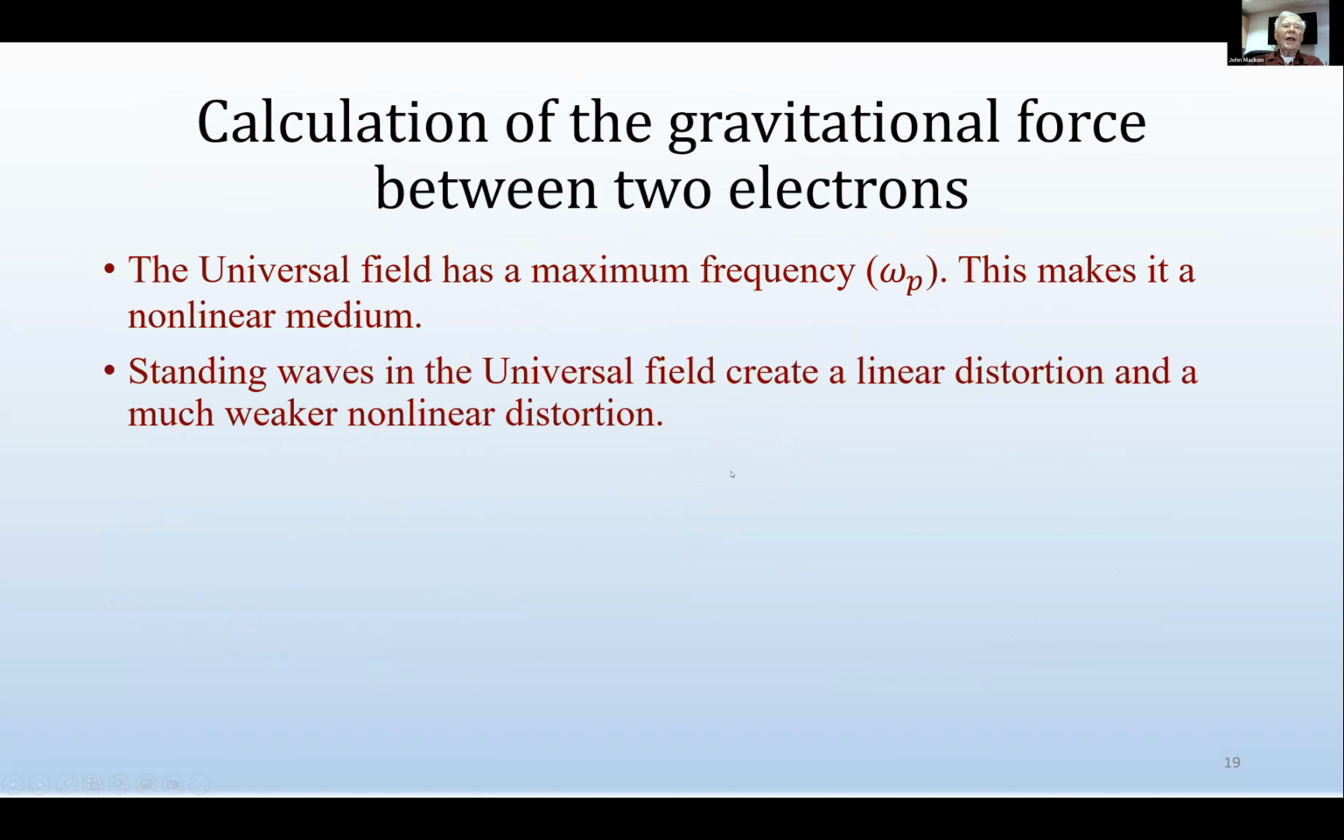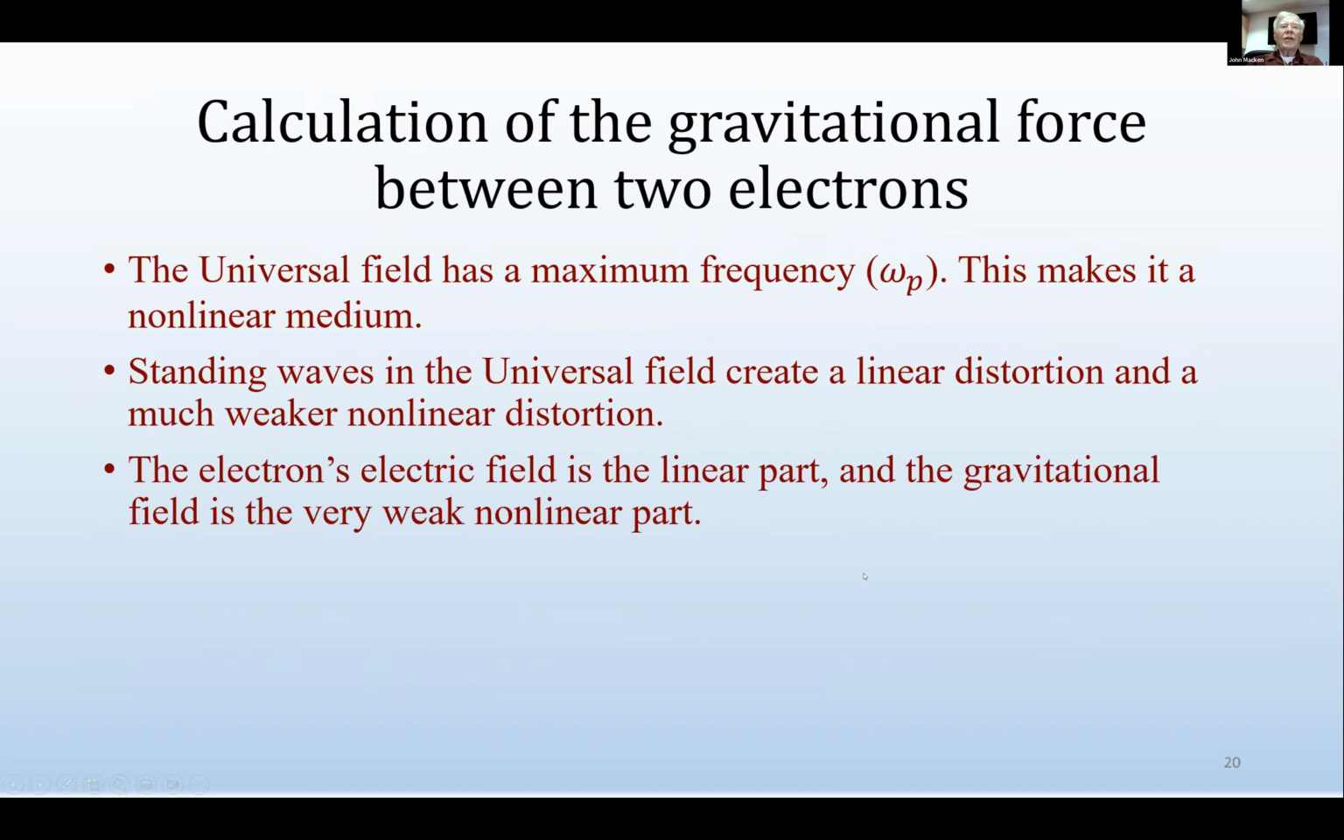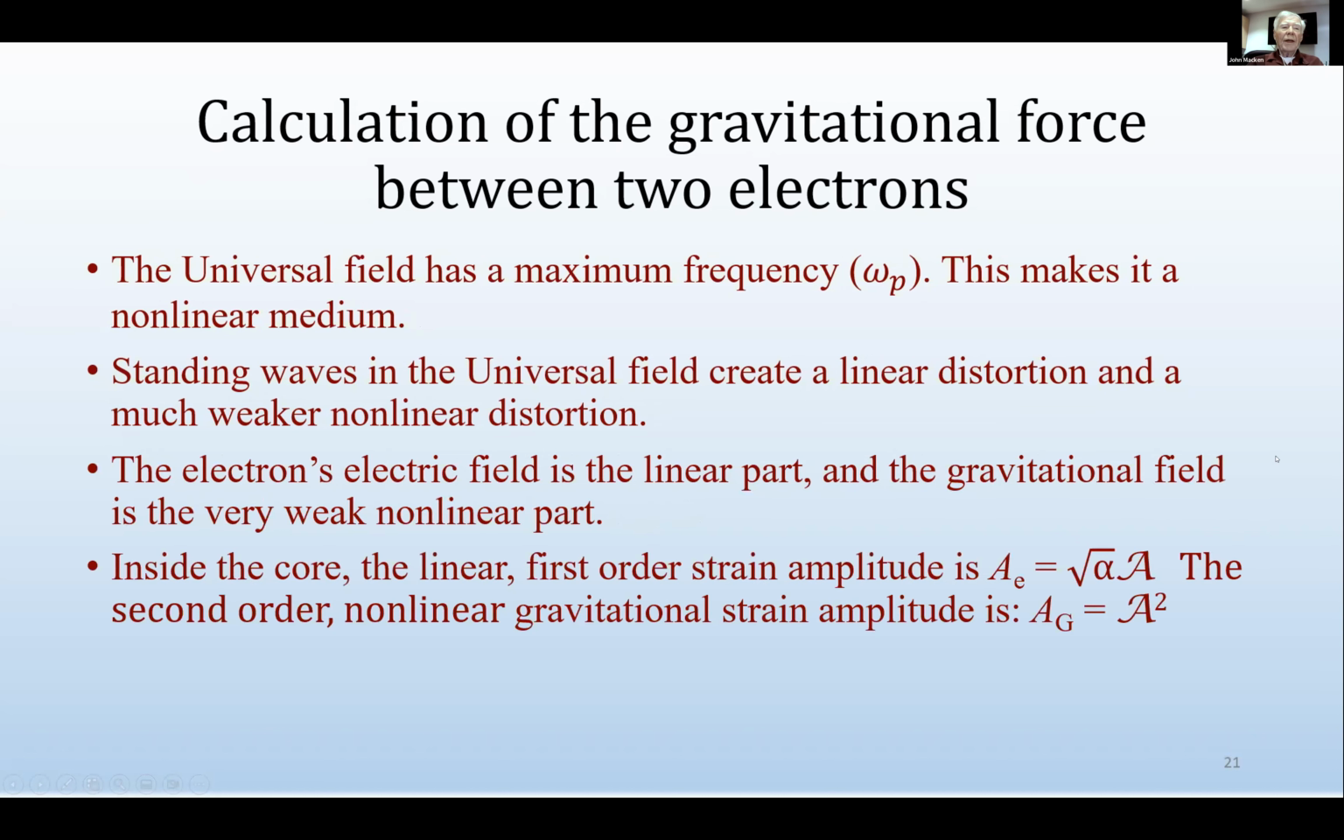The standing waves in a universal field create a linear distortion and a much weaker nonlinear distortion. The electron's electric field is the linear part, and the gravitational field is the very weak nonlinear part. Inside the core, the linear first order strain amplitude is this amplitude that I talked about before times the square root of alpha. I can't get into the details of how that gets in there, but there is a rationale.